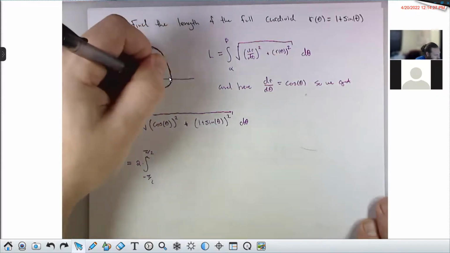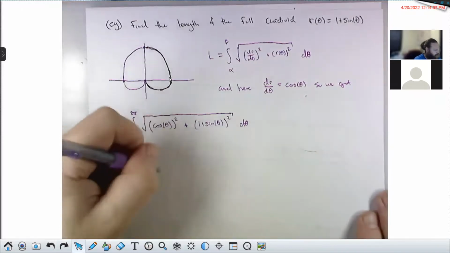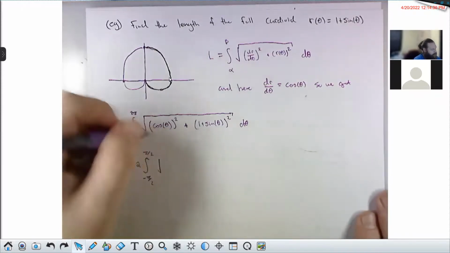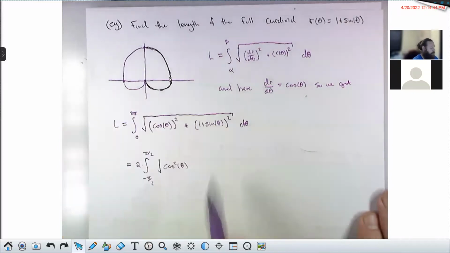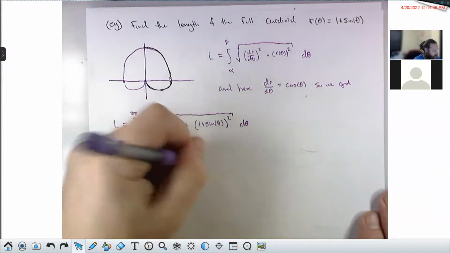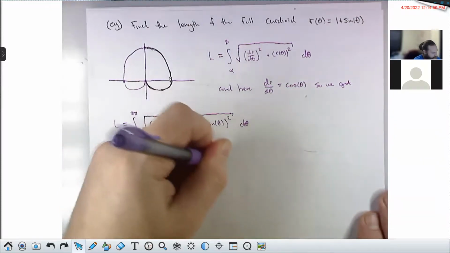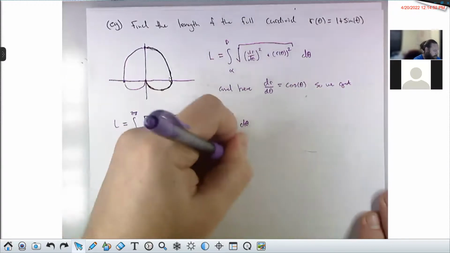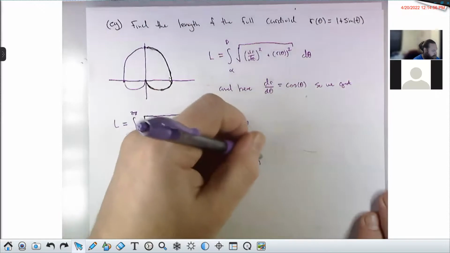And calculate this, which I can think of as the integral from negative pi over 2 to pi over 2, and double it. And there's a good reason on this problem for doing that. I'll point it out when we get to it. So cosine theta squared is cos squared theta. 1 plus sine of theta all squared is 1 plus 2 sine of theta plus sine squared of theta.